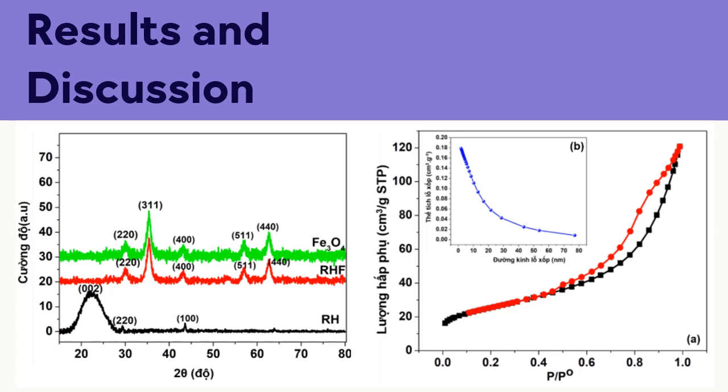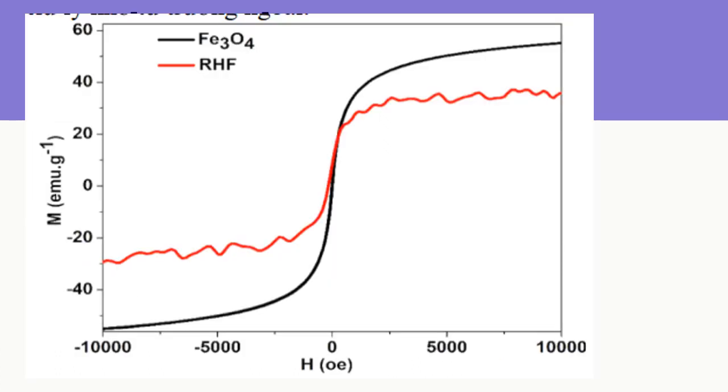Observing the small figure B, it shows that most of the material pores have a diameter lower than 20 nanometers, which opens up potential applications for various absorption processes. And picture A shows the hysteresis loop of the rice husk, iron oxide, and these material samples.